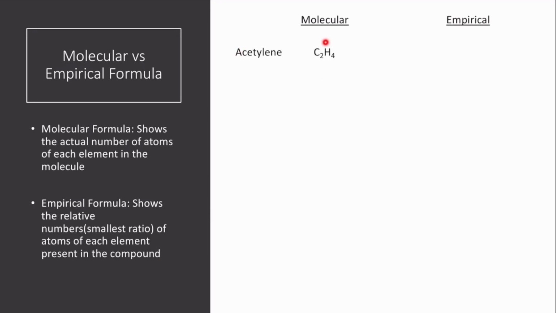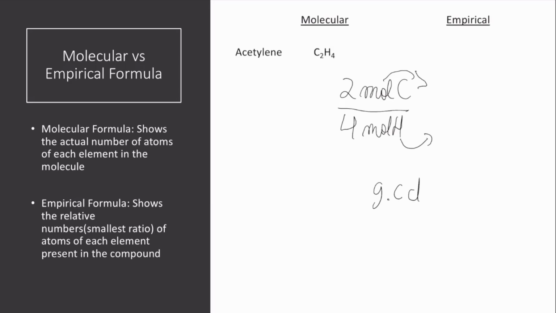As an example, let's find the empirical formula of acetylene. Here, the molecular formula is given. So what we have to do is find the smallest ratio of moles of carbon to hydrogen. The molecular formula shows a ratio of 2 moles of carbon to 4 moles of hydrogen. And then we have to divide them by the greatest common divisor on the top and the bottom. In this case, we divide it by 2.